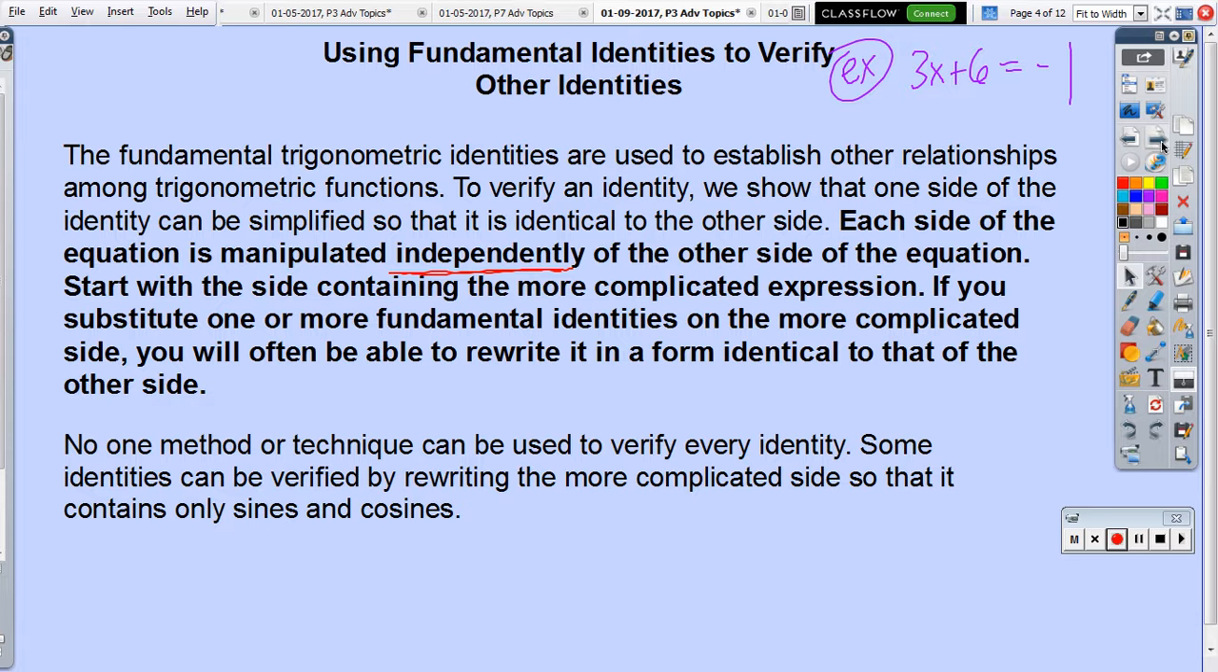You don't have to write this whole thing in your notes, but maybe if you want to emphasize in your notes that you work on each side independent of the other.